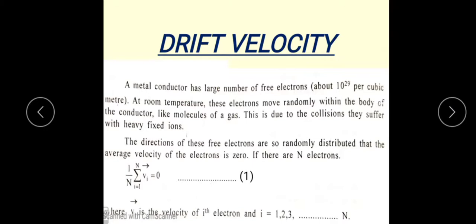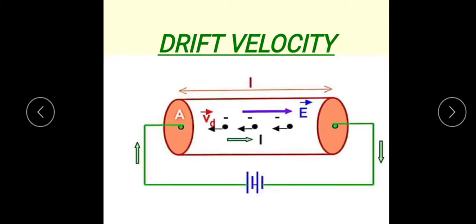This is due to collision. They suffer heavy collisions. Because of the random motion, these free electrons collide with each other and with the heavy, fixed ions. The directions of these free electrons are also randomly distributed, so the average velocity of the electron is 0. Because of the random motion of the electron, the average velocity is 0.